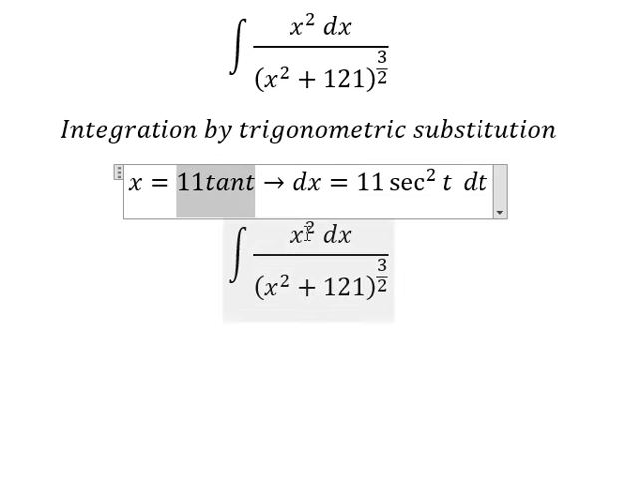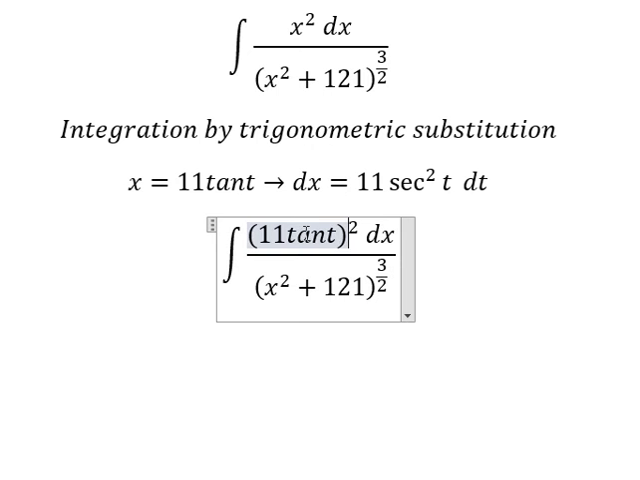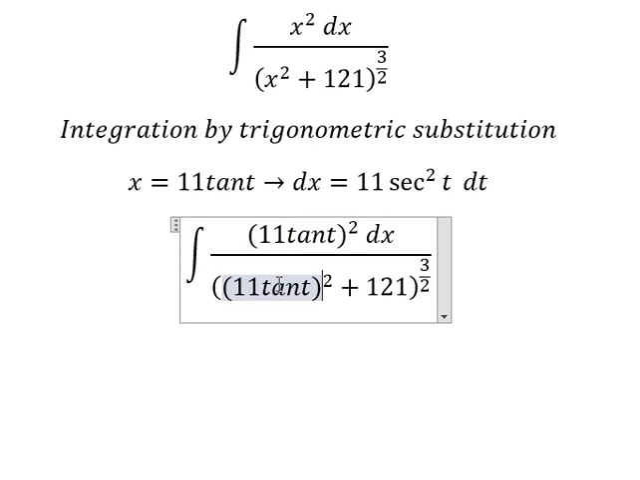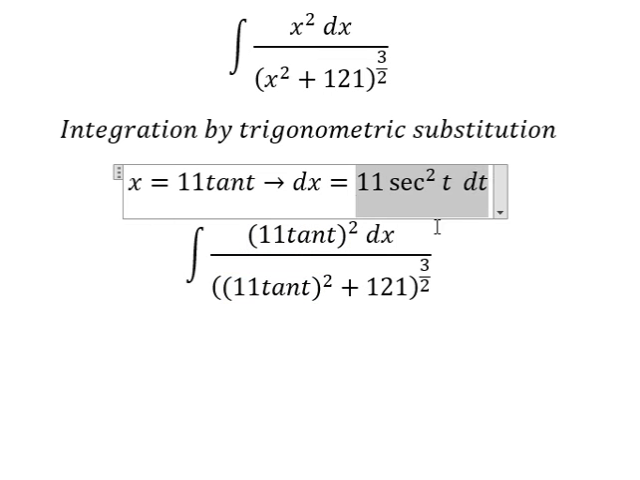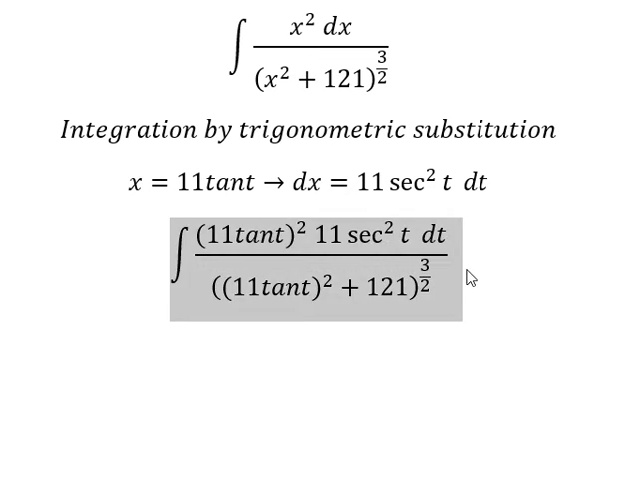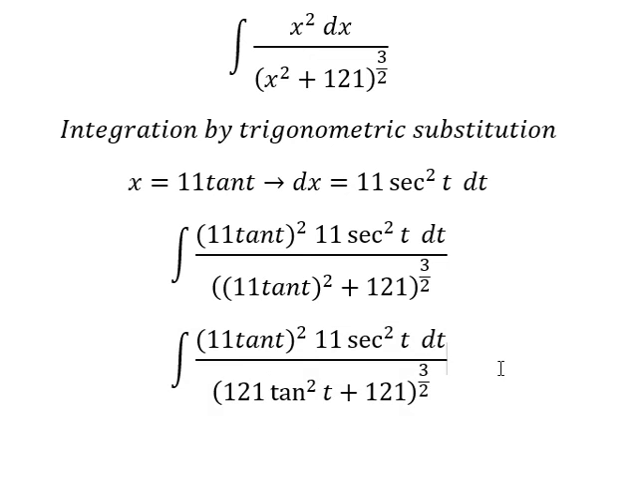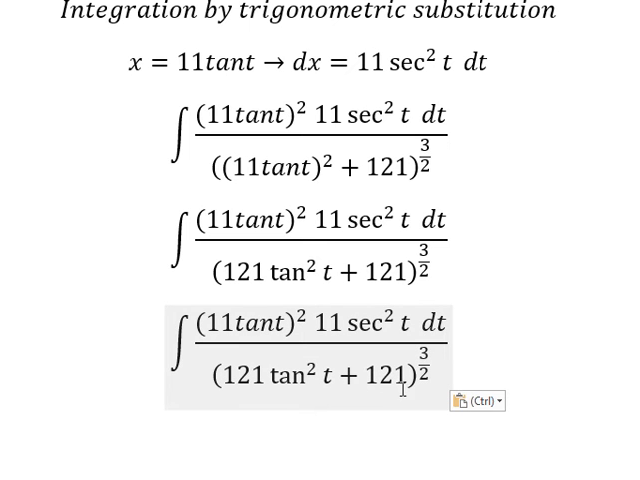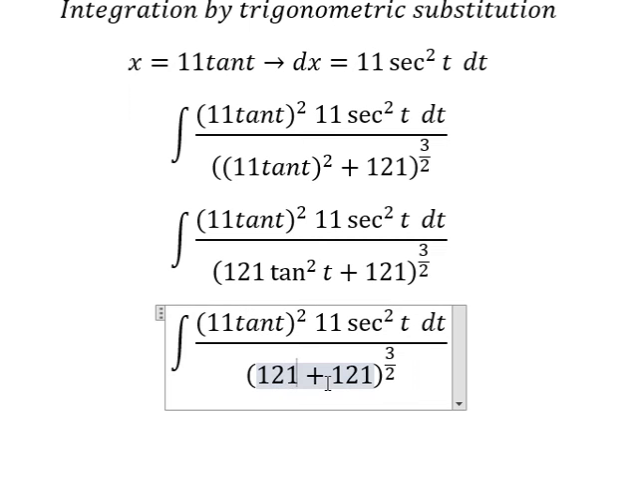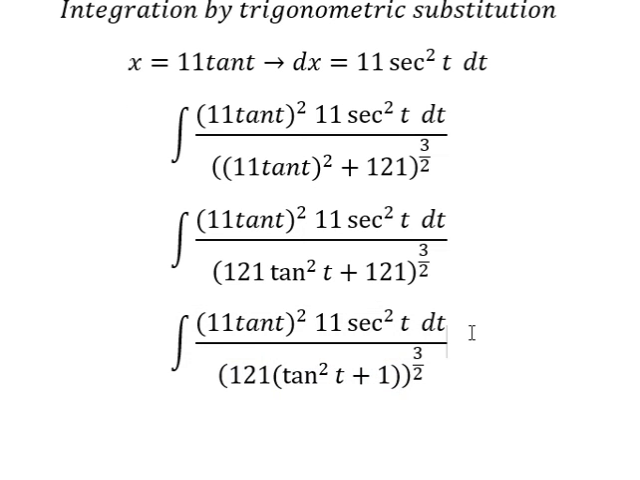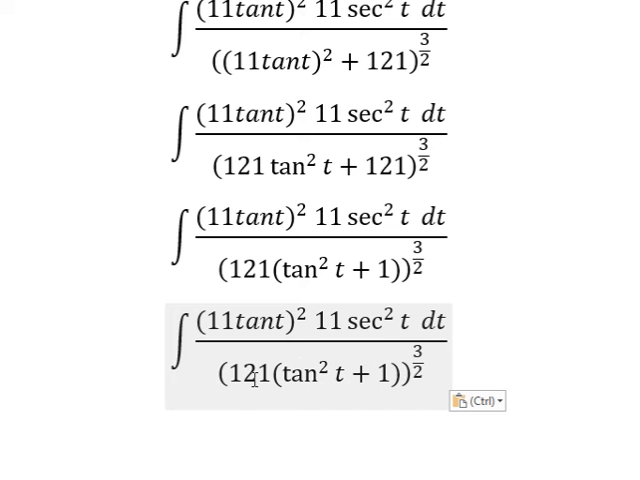So I will put this one going here and here. ds we change by this one. So we have 121 tan t square, 121. We can do factorization. So 121 to the power of 3/2.